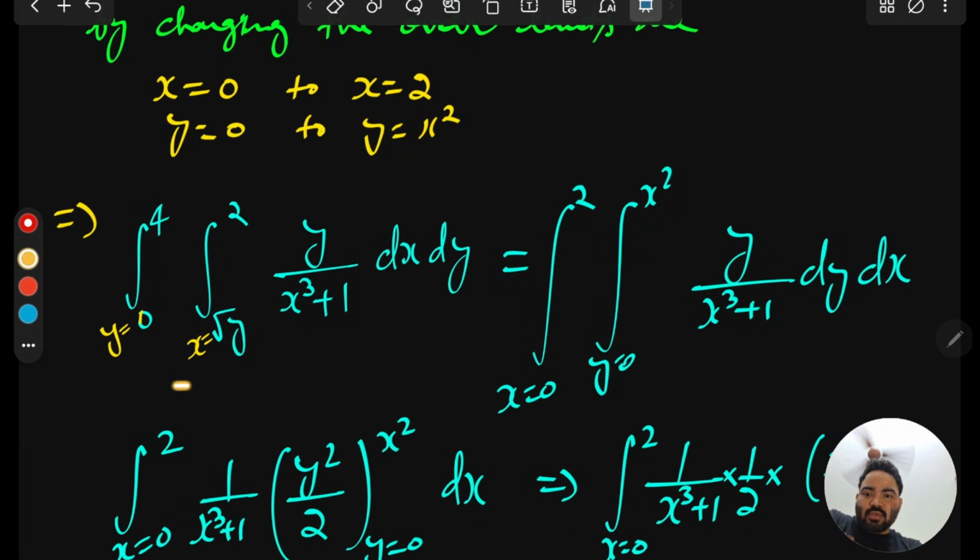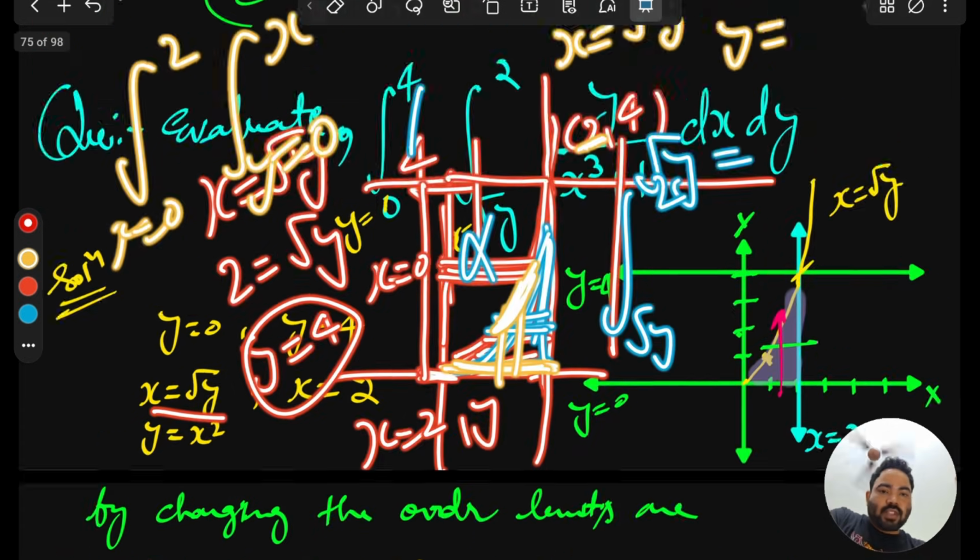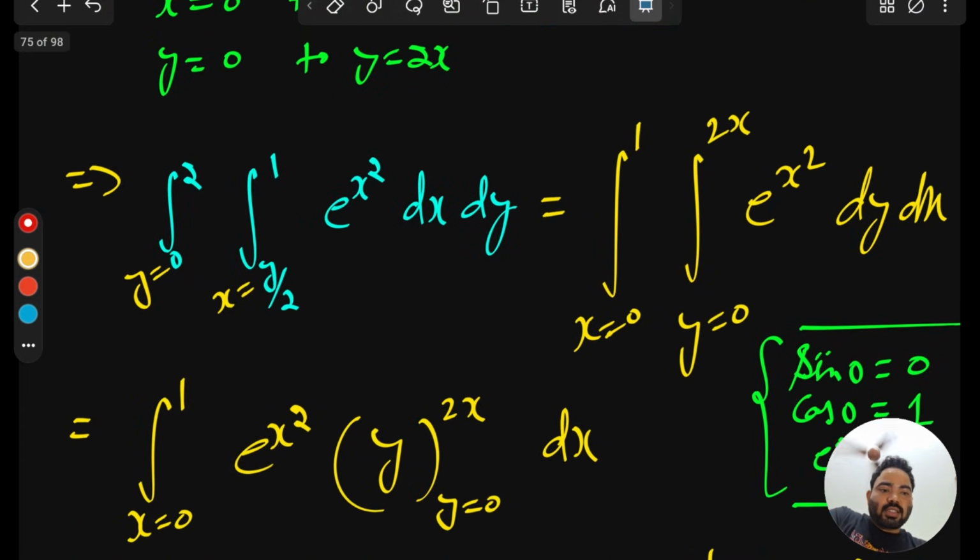So you only have to change the order of the limits, and that is done. This is what is asked in the question. No need to solve because it's not that easy to solve. So sometimes you can notice you only have to change the order, and that's all. So this is the third type. The fourth type we already discussed here, how you can solve the question after changing the order of integration.